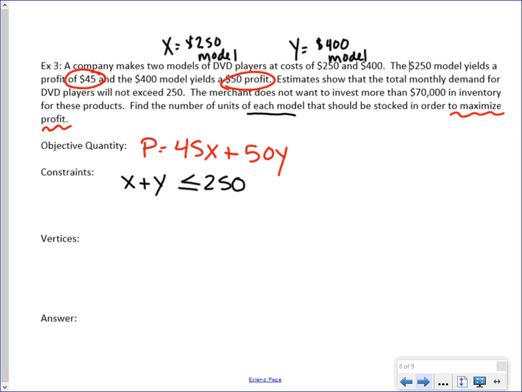The other thing Alexis brought up is I don't want to have more than $70,000 in my inventory. So you're going back and you know that when you have this $250 DVD player, for every one of those, that's $250 of your inventory. So your inequality there would be 250x plus 400y should be less than or equal to 70,000.